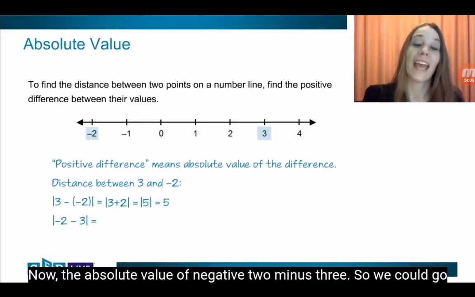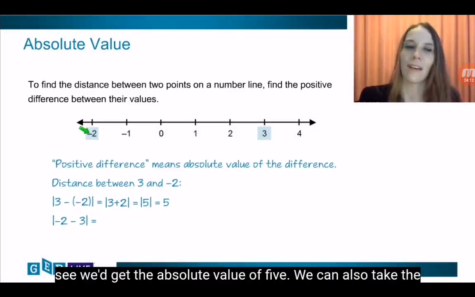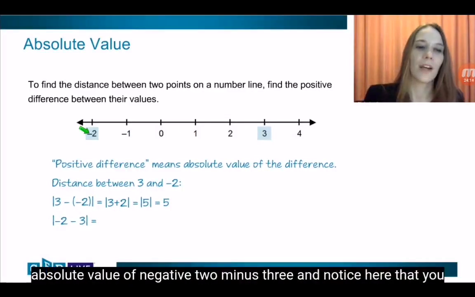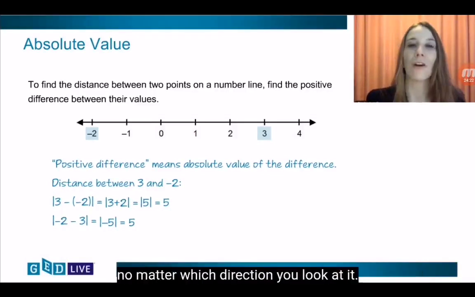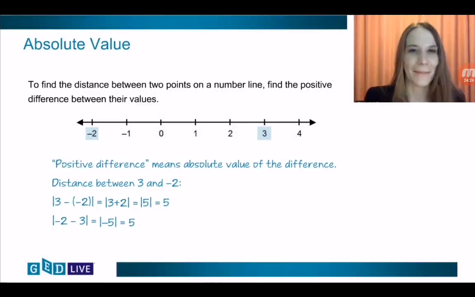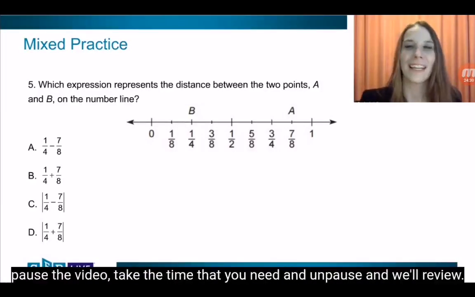Now we could go the other way around. If we took the absolute value of 3 minus -2, you'd see we get 5. And we could also take the absolute value of -2 minus 3, and notice here that you would still get 5, because absolute value is always positive no matter which direction you look at it. Keep that in mind as you approach question number 5. Again, pause the video, take the time that you need, and unpause, and we'll review.